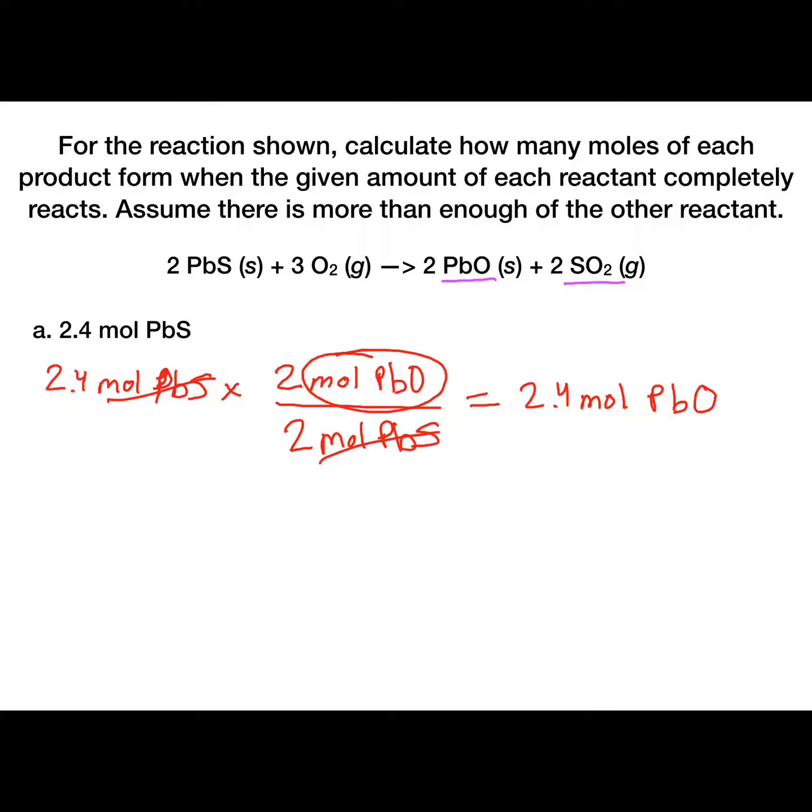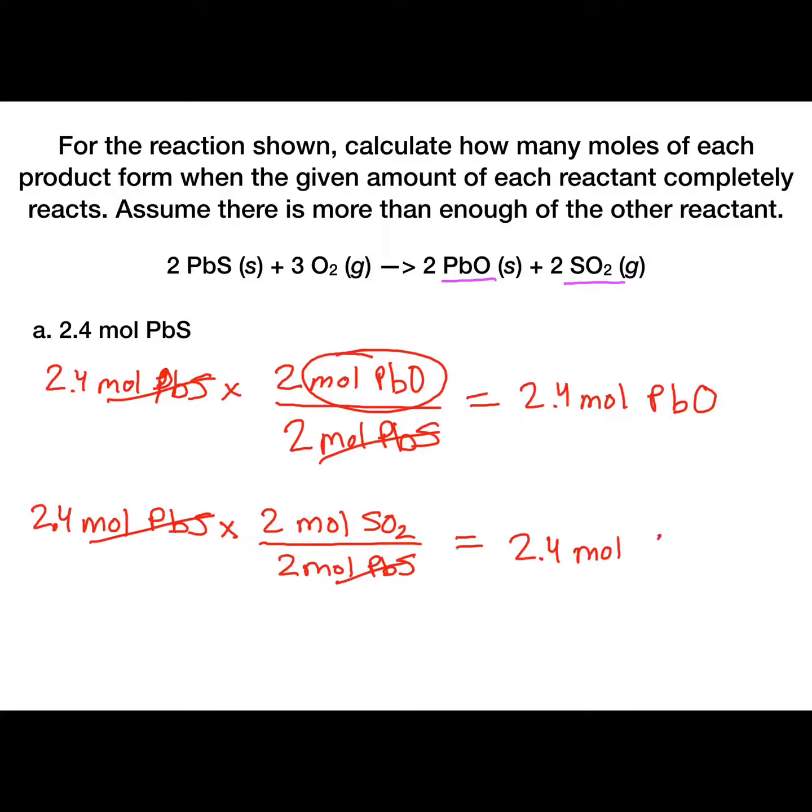Now let's figure out how many moles of SO2 are formed. So we always start with what we are given, which is the 2.4 moles of PbS. And in this case, there are 2 moles of SO2 for every 2 moles of PbS. So 2 moles of SO2 goes on top over our 2 moles of PbS. Okay, so our moles of PbS cancels out, and we do the math. 2.4 times 2 divided by 2 is equal to 2.4 moles of SO2.